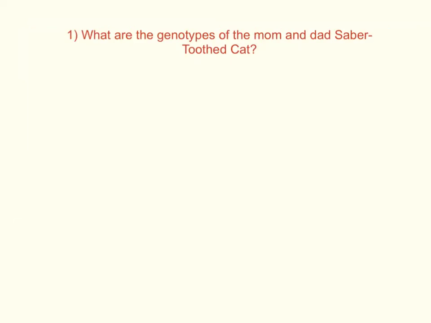So our first question is, what are the genotypes of the mom and dad saber-toothed cat? We know from the information before the question that we have one cat that's black-toothed and striped, one cat that is white-toothed and solid. So in this case, it doesn't really matter which is the mom or dad. We're not going to identify. We just know that these are the two parents. This is what it tells us.